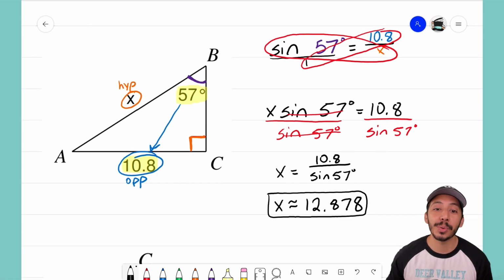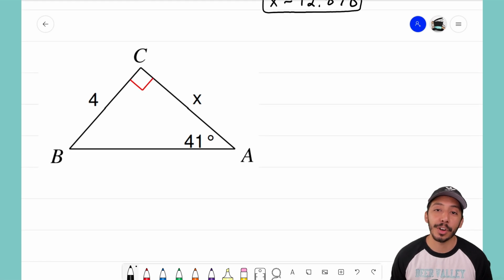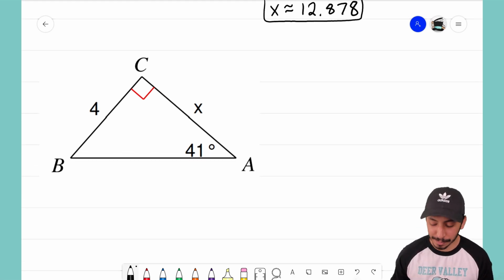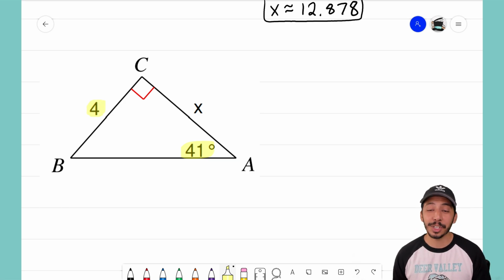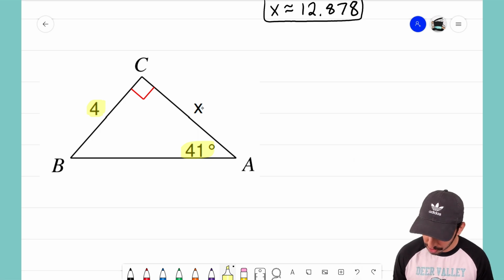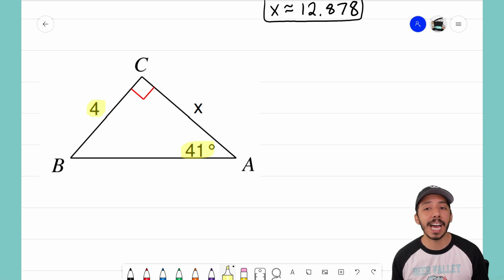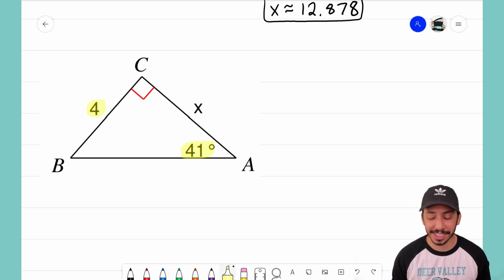Let's go ahead now and jump to another example. This is our third example. We have two more that I want to cover. I know that I'm trying to find this missing side x. I see that I'm given an angle and I'm given a side. Again, when you are given one angle and one side in a 90-degree triangle and you're solving for an unknown side, then it's either going to be sine, cosine, or tangent.